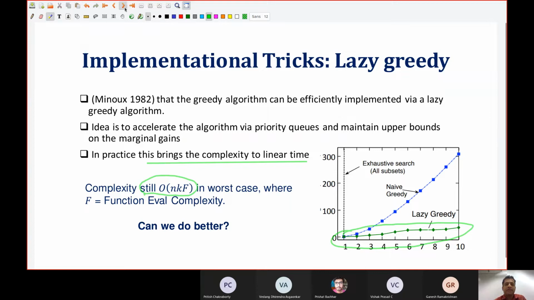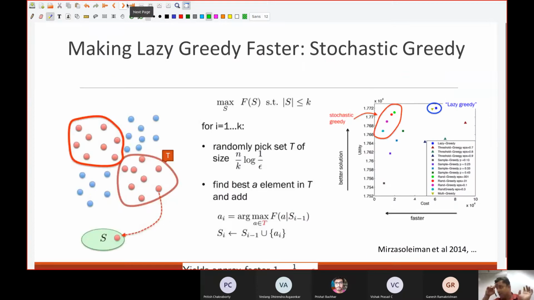Okay, so there are many variants now. You can make it even faster. But making it further faster comes at a price. So this is stochastic greedy, and I should point out it is not equivalent to the original greedy.